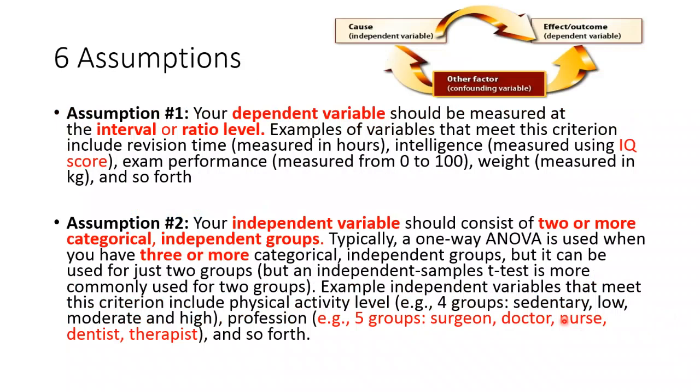There are 6 assumptions for calculating ANOVA. Number 1 is your dependent variable. By now you must know the difference between dependent and independent variables. Your dependent variable should be measured at the interval or ratio level. Assumption number 2, your independent variable should consist of 2 or more categorical independent groups.